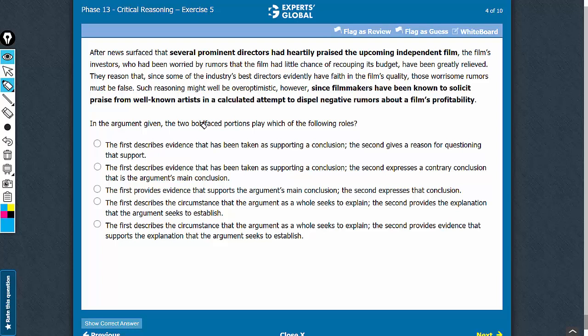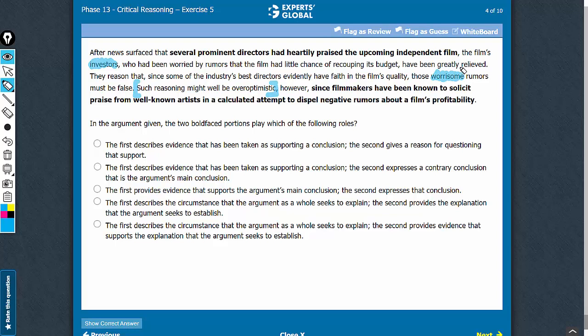This is a boldface question. Step 1 is to identify the conclusion of the argument. This is the conclusion here, that such reasoning might well be over-optimistic. Or in simple words, the investors must still worry about the film's success.